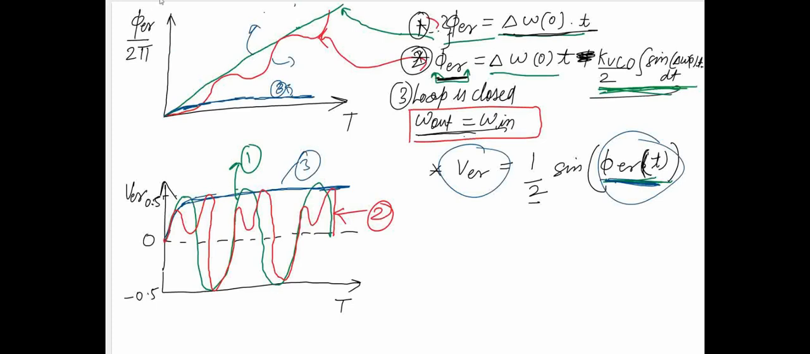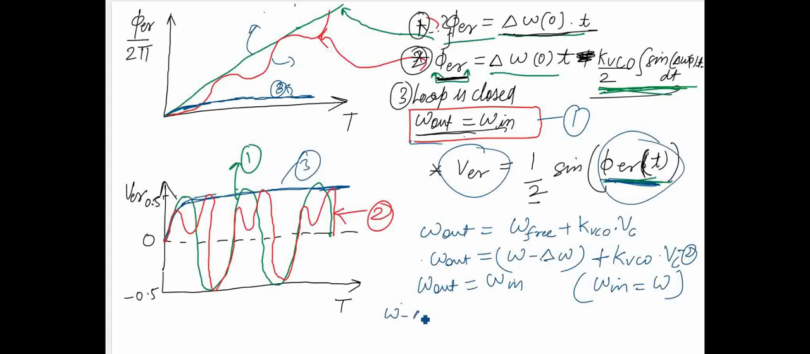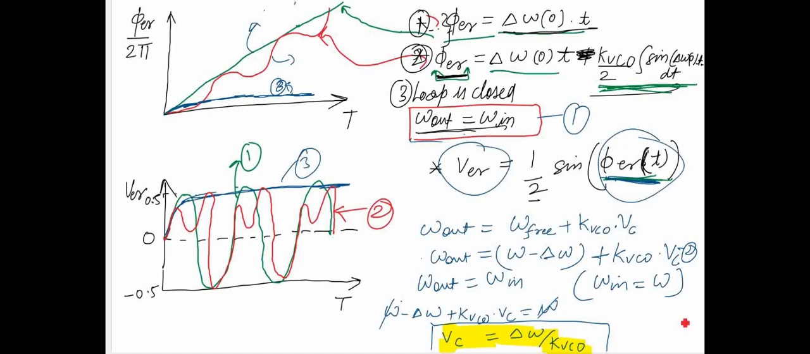Now see what the condition is for making omega out equal to omega in. We know that omega out equals omega free plus KVCO times VC. Omega free is omega minus del omega that we got initially. Now we are saying that omega out equals omega in, and omega in was omega. Put these two equations in this equation: omega minus del omega plus KVCO times VC equals omega, so omega cancels out. So VC will become del omega divided by KVCO. This is the condition required for making omega out equal to omega in. This is one important equation, let me mark a star.